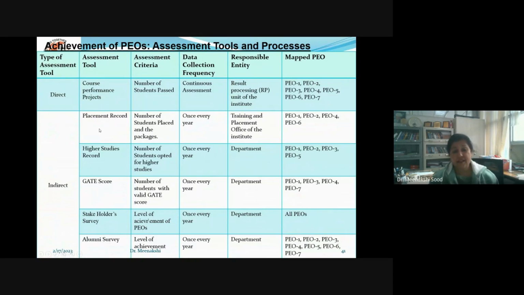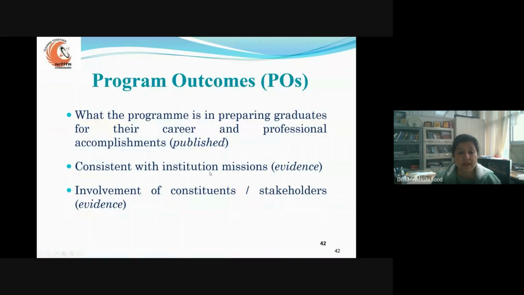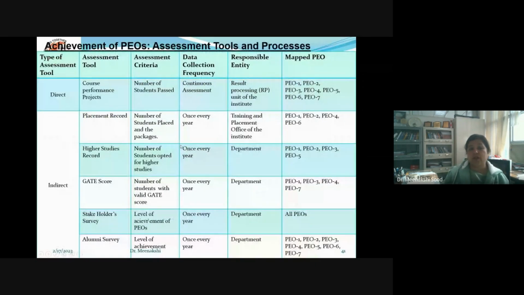And indirect, as I said, includes placement record, higher studies record, GATE score, alumni survey, right? So every year, if you take the survey of alumni, you will get each and every data about the alumni, and that can be used for the attainment of the POs. Stakeholder surveys and alumni survey like this. So this is about what tools can be used for checking whether POs have been achieved or not. Okay, and the ratio and all I'll talk about.